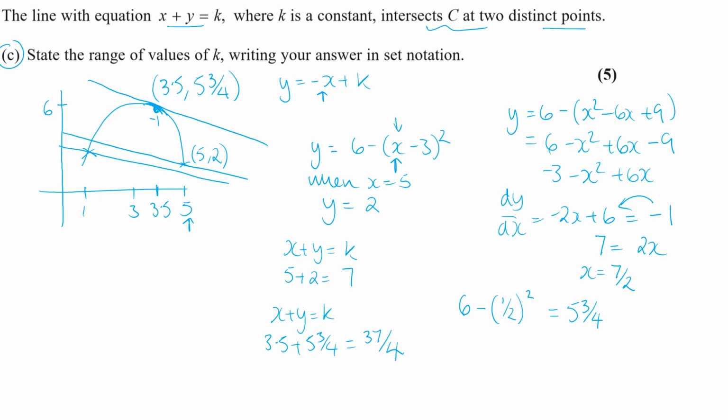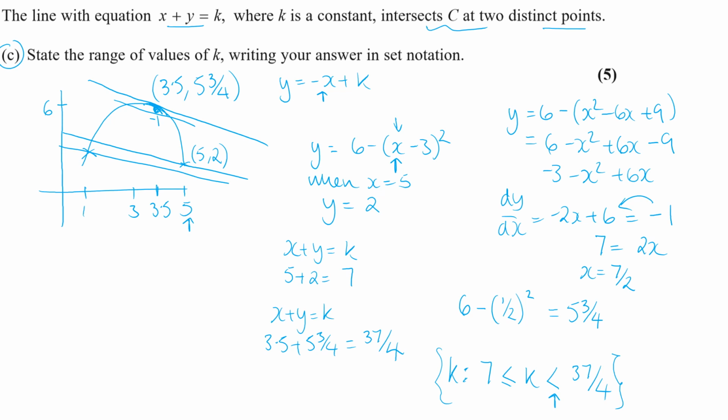So the range of k will have to be k such that 7 is less than or equal to k is less than 37 over 4, in set notation like that. Now it's not equal to 37 over 4, because if it was equal to, it would only have the one distinct point, it would be tangent, and we want it to be lower than that. So that's why it needs to be not equal to on that second part of the inequality.